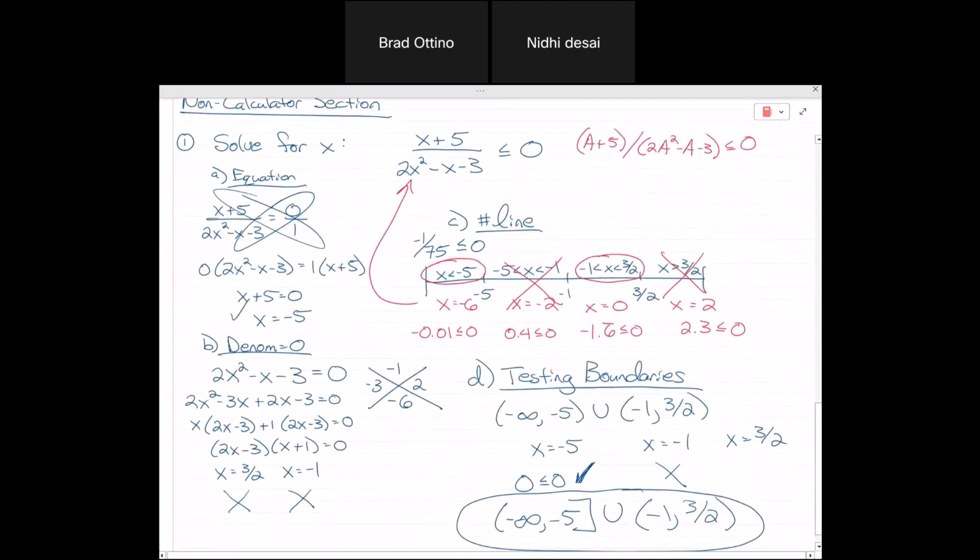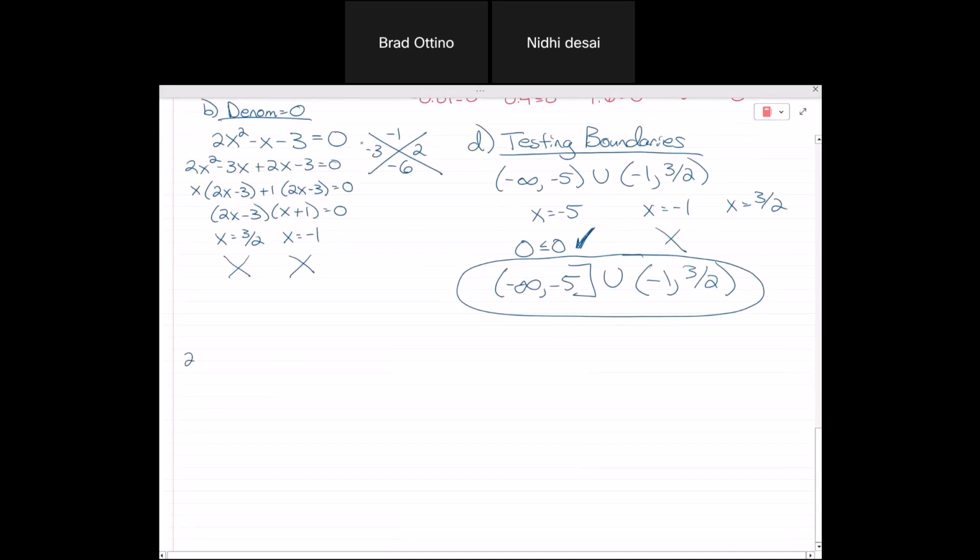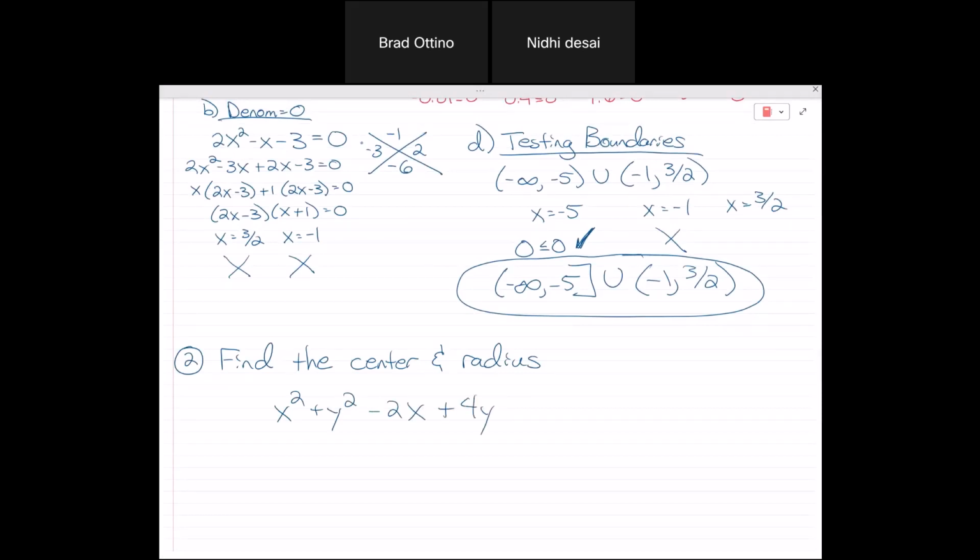So that's a lot of work. Let's move on to the second problem. Second problem on the first exam, you did really well on. That was with a circle. So what I'll ask you to do is just find the center and radius. And let's say we had an equation where it's x squared plus y squared minus 2x plus 4y minus 44 is 0.